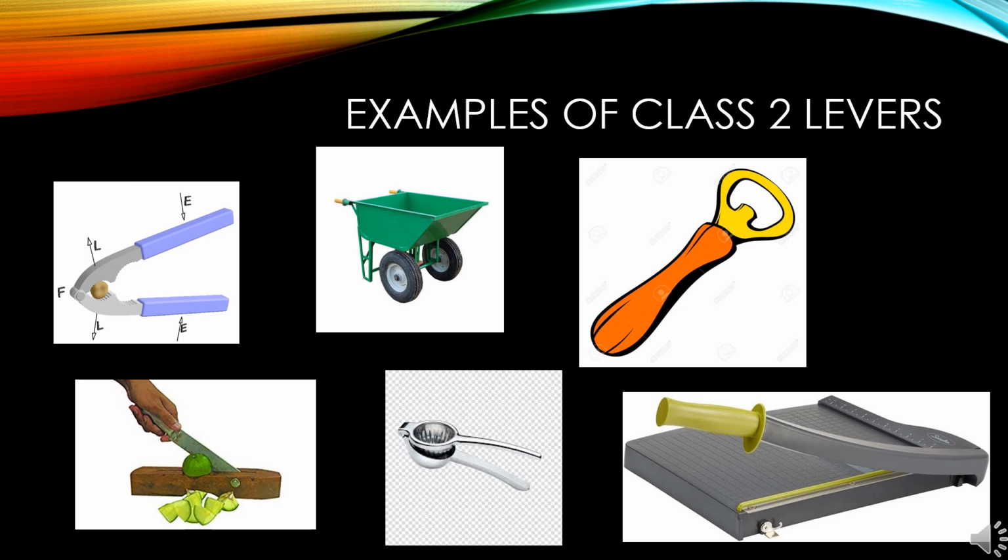Examples of this class of lever: nutcracker, wheelbarrow, mango cutter, lemon squeezer, bottle opener, paper cutter are all the examples of class 2 lever. In all these examples, it is clearly seen that load is in between fulcrum and effort.